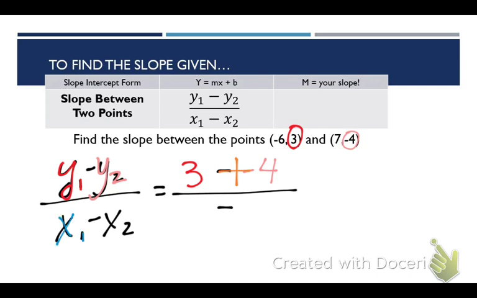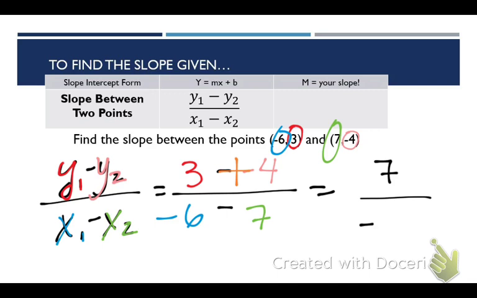Then I have my first x, which is -6. And then my second x, which is, what did we say? 7. All right, now we just do math. 3 plus 4 is? 7. And then minus 6 minus 7 is? Negative 13.